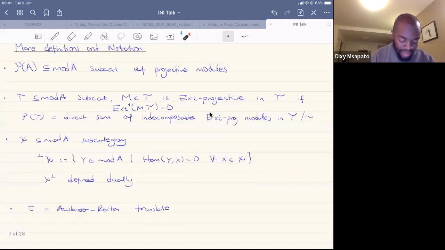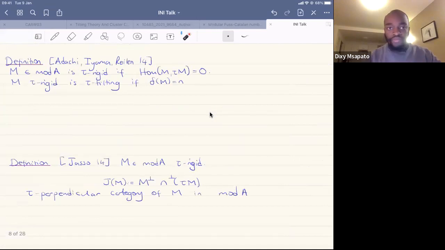And as usual, we're going to use the letter tau to denote the Auslander-Reiten translate. Adachi, Iyama, and Reiten introduced tau rigid modules and tau tilting modules. I'm sure a lot of you are familiar with the definitions, but just to remind you anyway, a module M is called tau rigid if there are no morphisms from M to tau of M. Moreover, if M is a tau rigid module and M has n indecomposable summands up to isomorphism, then we say that M is tau tilting.